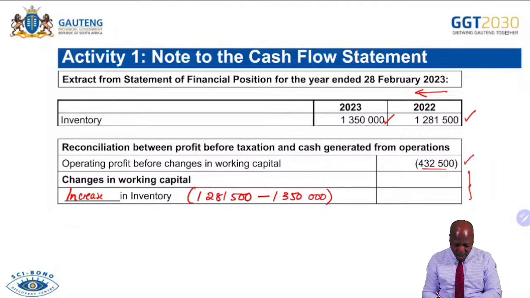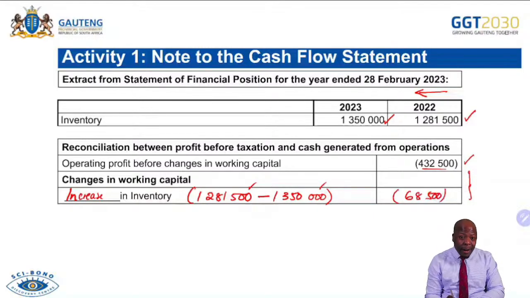Please have your calculators ready. I want you to punch in your calculator 1,281,500 minus 1,350,000. How much do you get? All right, thank you. Someone says I'm getting a negative 68,500. All right, I deliberately arranged these figures this way. I wanted you to understand that when you are working with inventory, there is an easy way of doing this, whereby you simply say inventory is an asset.